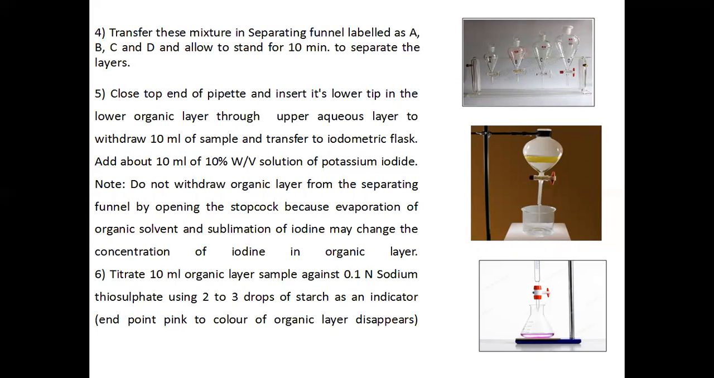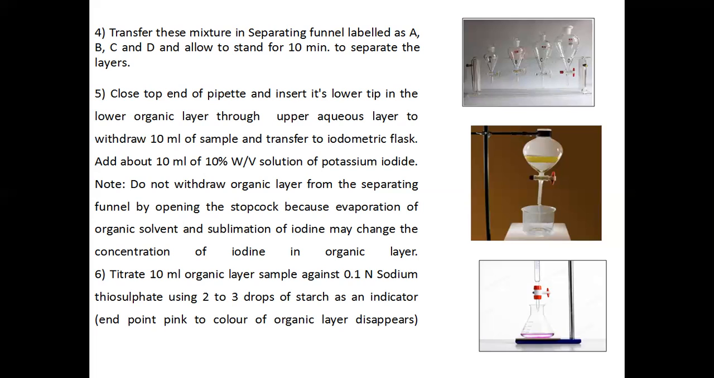Close top end of pipette and insert its lower tip in the lower organic layer through upper aqueous layer to withdraw 10 ml of sample and transfer to iodometric flask. Add about 10 ml of 10% weight by volume solution of potassium iodide. Note that do not withdraw organic layer from the separating funnel by opening the stopcock because evaporation of organic solvent and sublimation of iodine may change the concentration of iodine in organic layer.